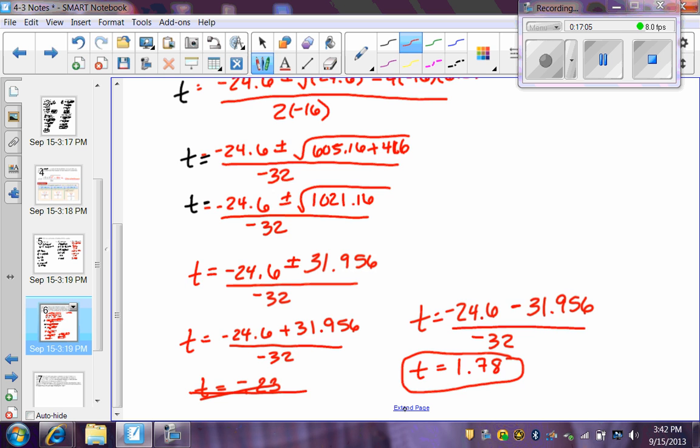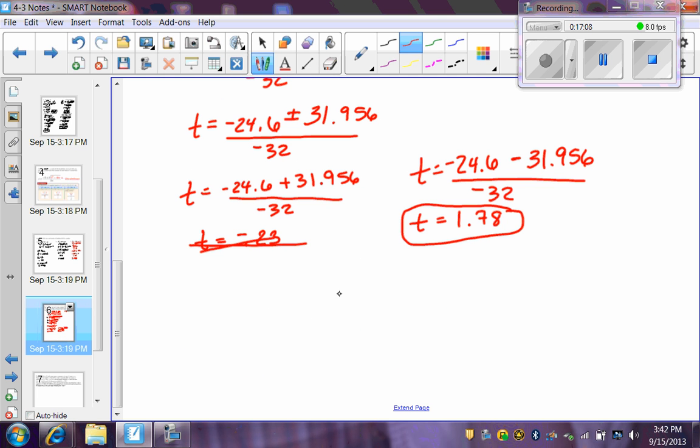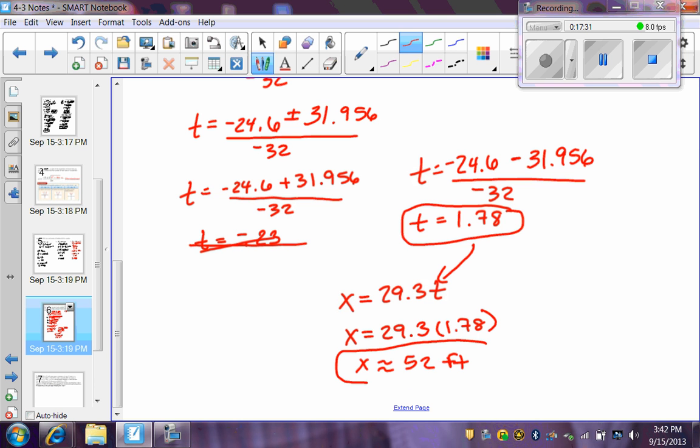So then once you have your t value, since you're wanting the horizontal distance, which is in the equation of 29.3 times t, you're going to take that answer and plug it in for t. So you find out that the horizontal distance, which in this case was x, is 29.3 times 1.78. And if we take that answer and round to the nearest foot, it's about 52 feet. Let's try one more.